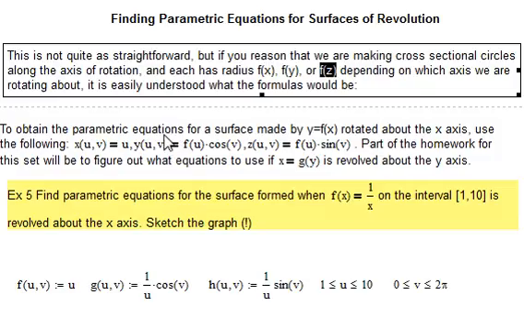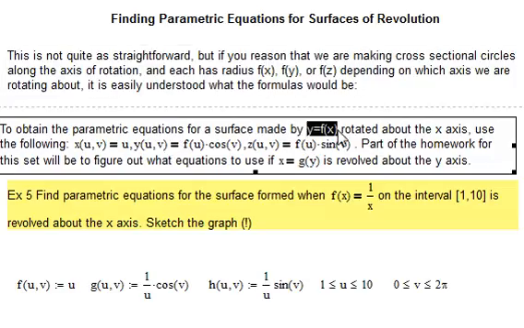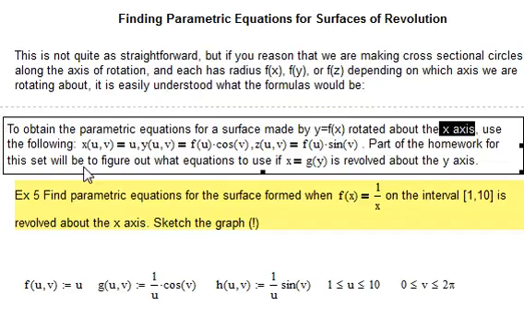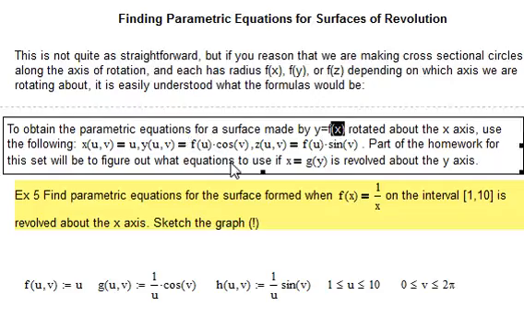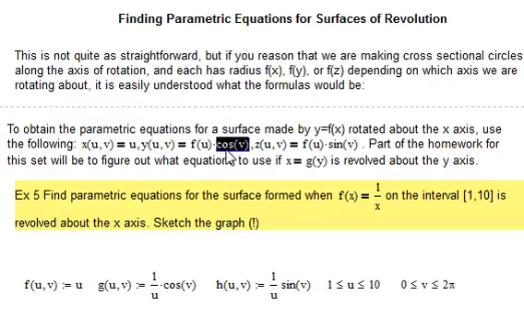To obtain parametric equations for the surface made by y equals f of x rotated about the x-axis, we use the following. x of u,v equals u. Y of u,v equals, now here's where you have to pay attention, f of u, that's this f, right, times cosine of v. And z of u,v is f of u times sine of v, and this will give you the parametric surface that is the graph of y equals f of x rotated about the x-axis.